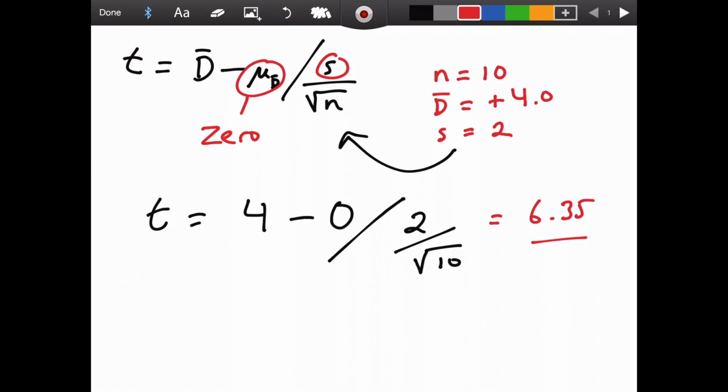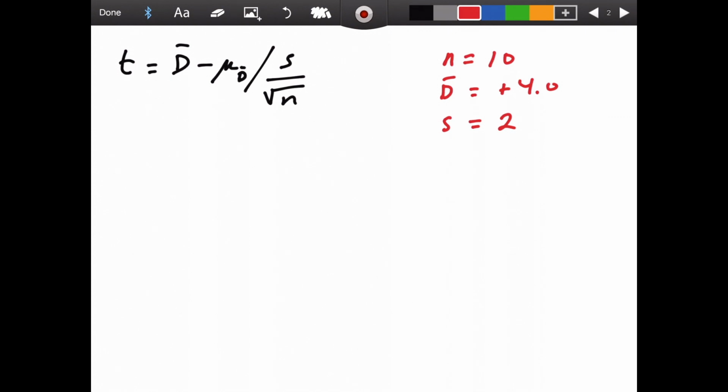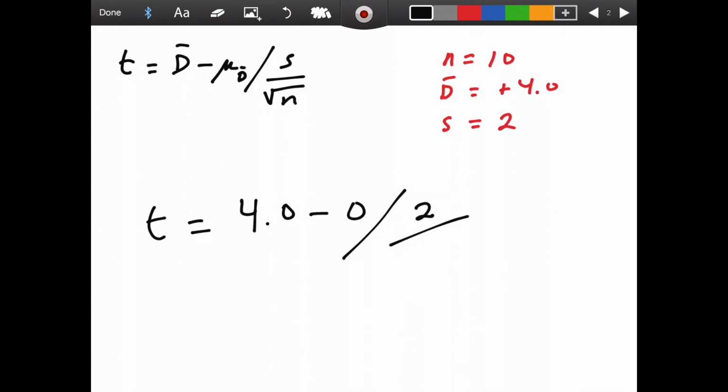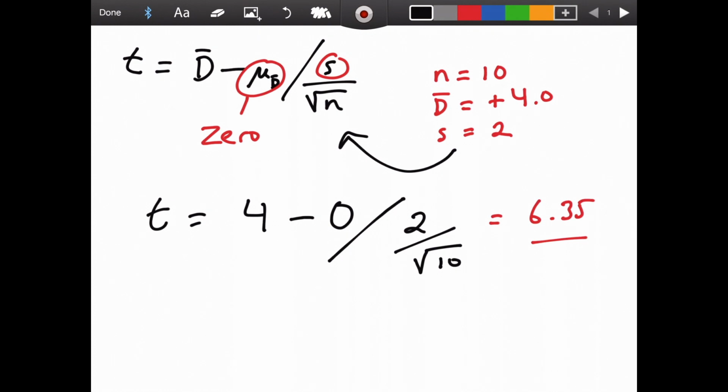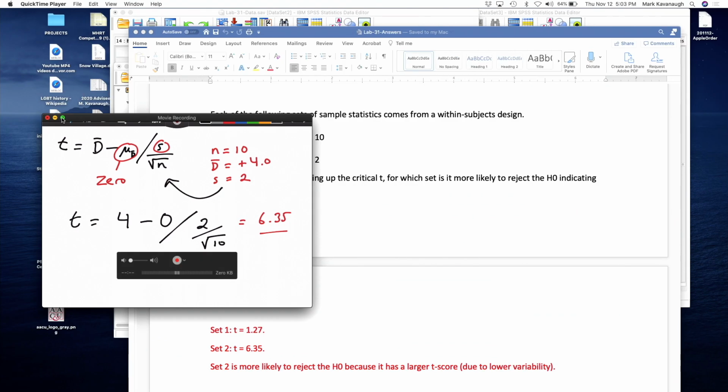Now, let's go to the next equation here. We do exactly the same thing. We have t equals the difference, which is 4.0, minus 0, over the standard deviation, this time is 2. Oh, did I get these right? Oops, I did the same standard deviation. Sorry about that. I'll make the second one.